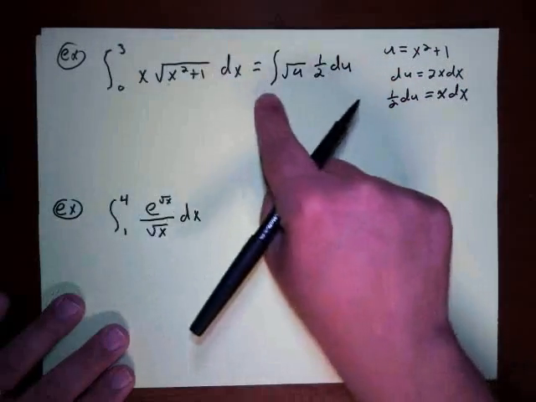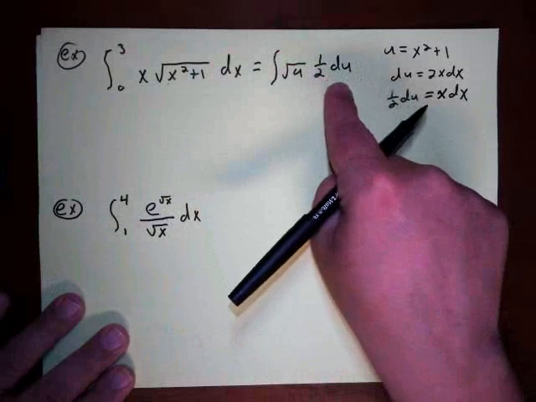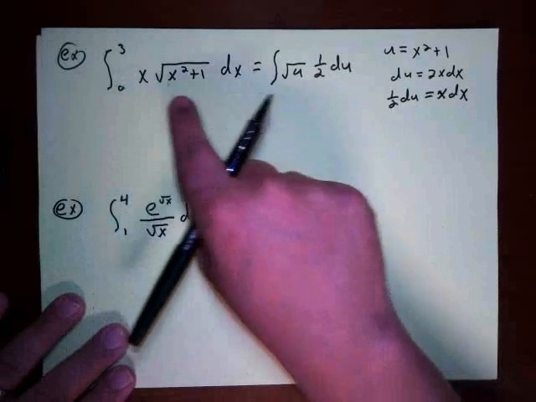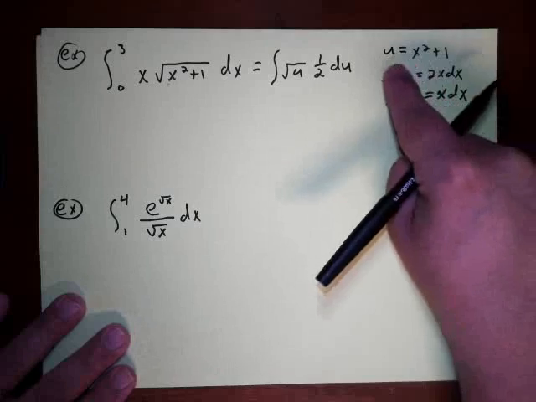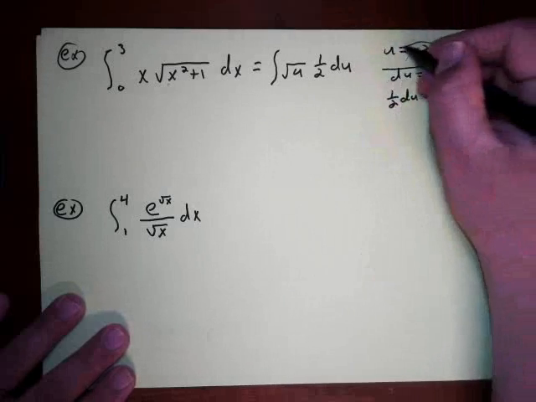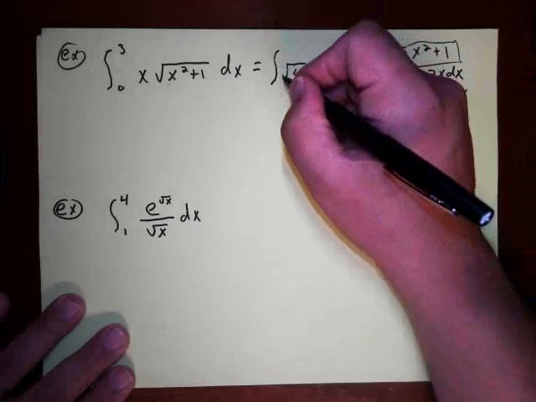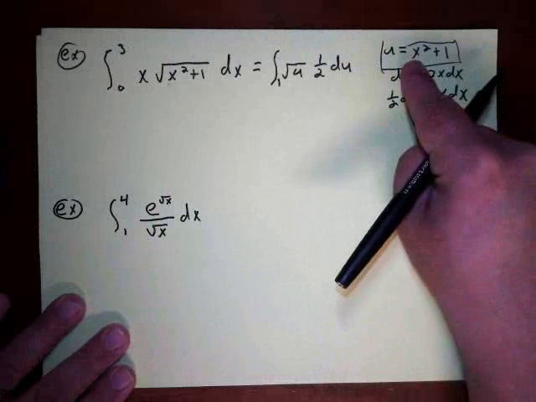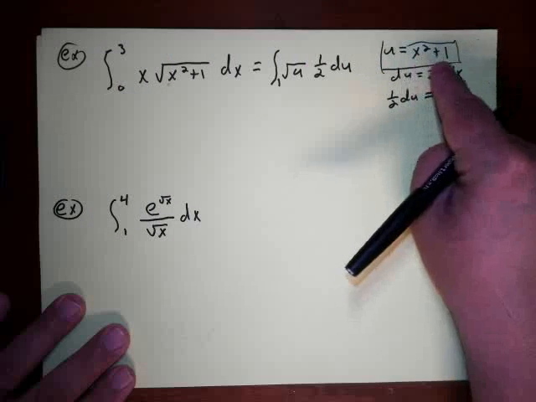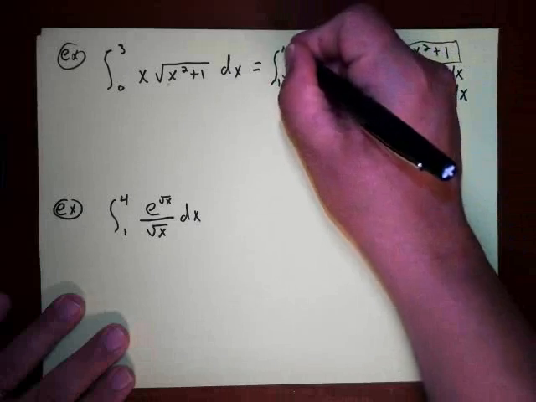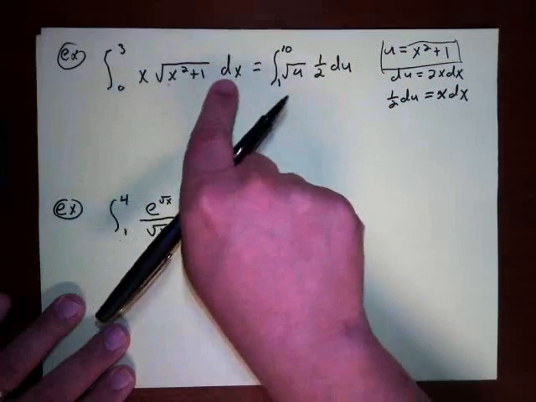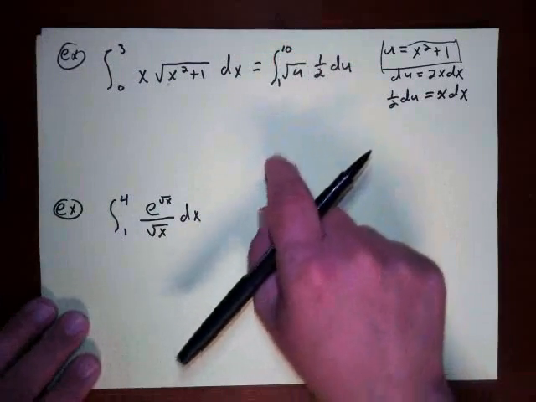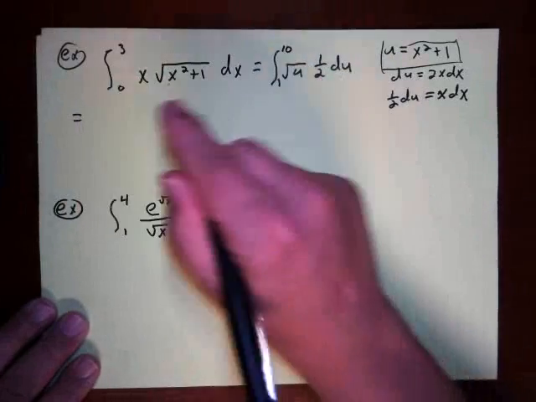And so that would be my substitution. But now these limits, it's no longer going to be 0 to 3, because I'm doing it with respect to u. So I need to find out what u is when x is equal to 0. So I'm going to plug 0 in to this formula here. Okay, so if I plug in 0, I get 1. So my new limit is 1. And then plug 3 into here. This will be 10. 3 squared plus 1 is 10. So then I get a 10 up here. So I'm integrating with respect to x from 0 to 3, but with respect to u, it's from 1 to 10.